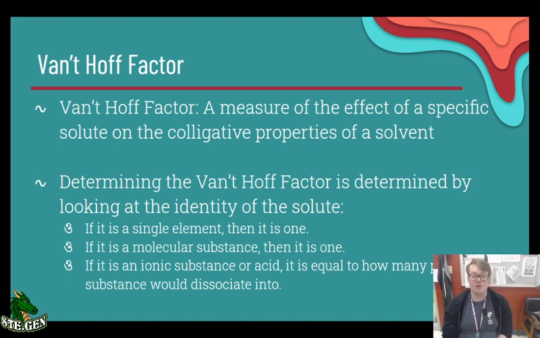If you had something like aluminum bromide, AlBr3, that would separate into 1 aluminum and 3 bromines, so it would have a Van 't Hoff factor of 4. It would separate into 4 things for every 1 particle that you dissolved into it. So it's a little bit weird at first, just like a lot of our rules in this class, but after you get used to it, it goes pretty smoothly. You can identify them very quickly.